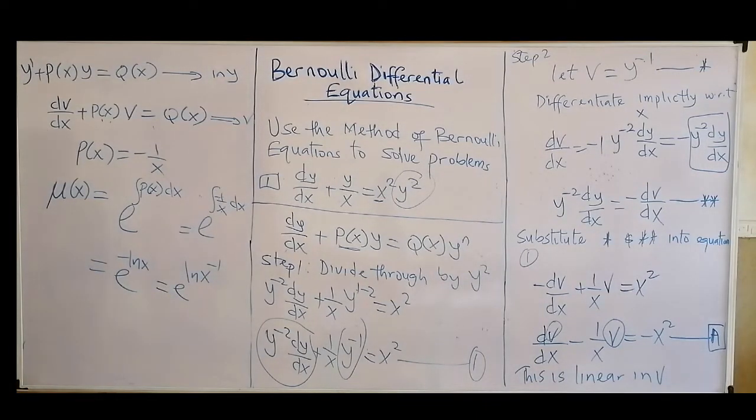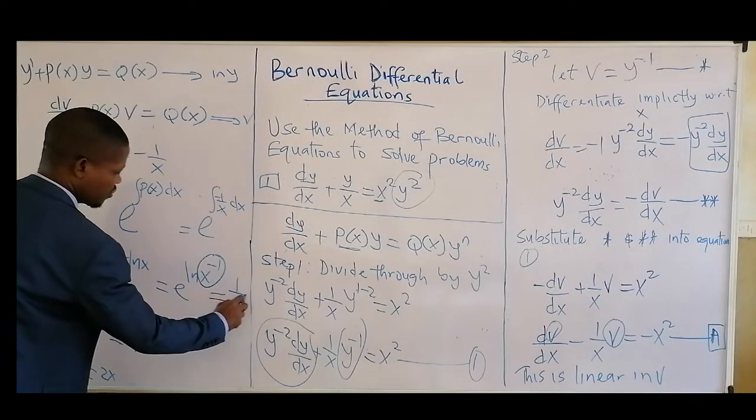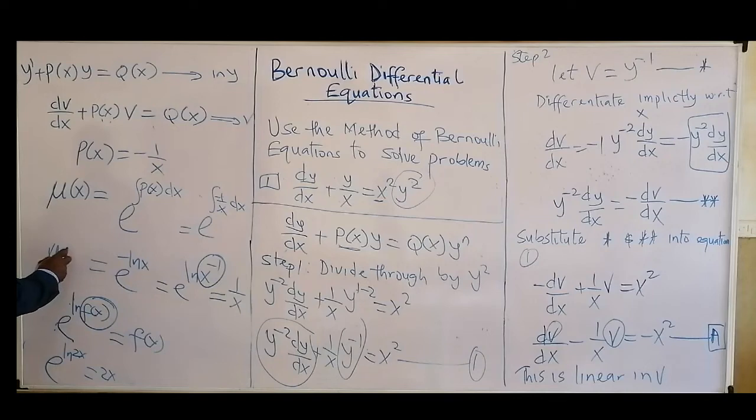Okay? And from the exponential, there's a rule when you have exponential with ln of a function. Exponential to the power of ln will give you the function inside, that is f of x. So if you have e to the ln 2x, that will be equal to what? 2x. So exponential to the power of ln will be equal to the function inside that ln. So you just have to know that. So here, the integral factor is what? It's 1 over x. So that's the integral factor. So we've gotten the integral factor.